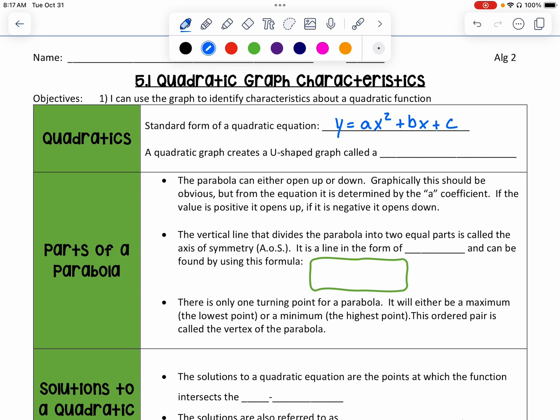And when you graph this, it creates a U-shaped graph called a parabola, which we've seen a lot when we've been doing domain and range this unit. So parabolas look something like this.